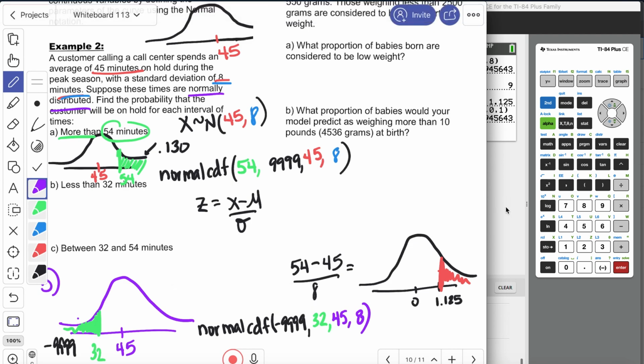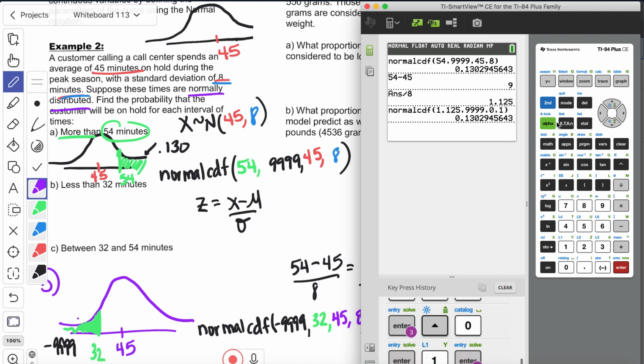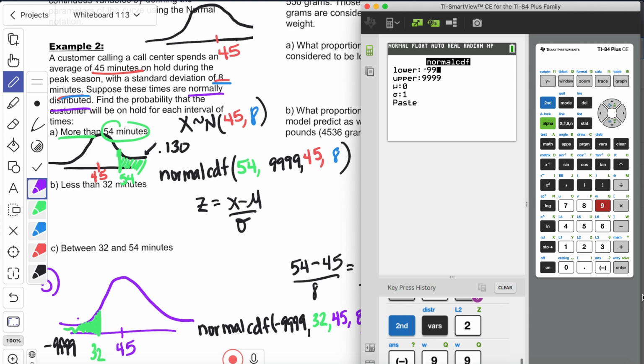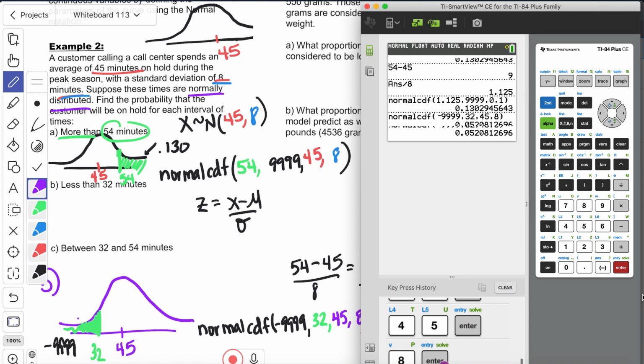So now to calculate this, second vars, number 2. Lower bound this time is negative 9999. Upper bound is 32. The mean is 45. Standard deviation is 8. Paste this in. And we get this value here. So this little bitty area out here is equal to 0.052.